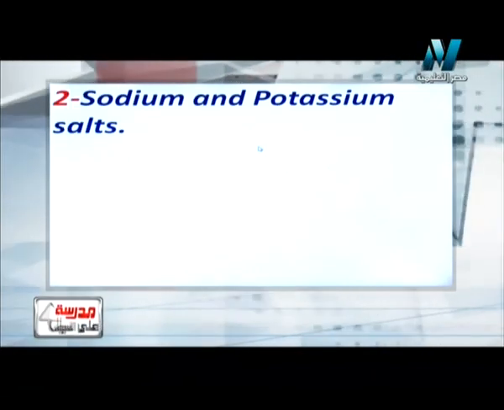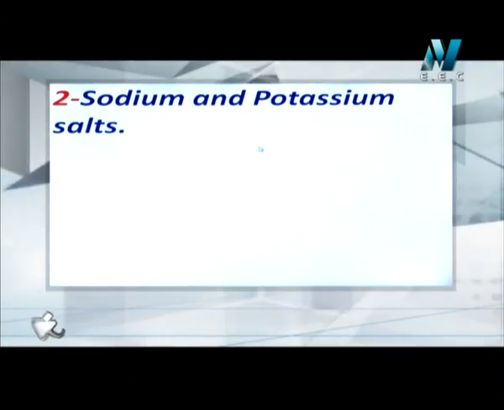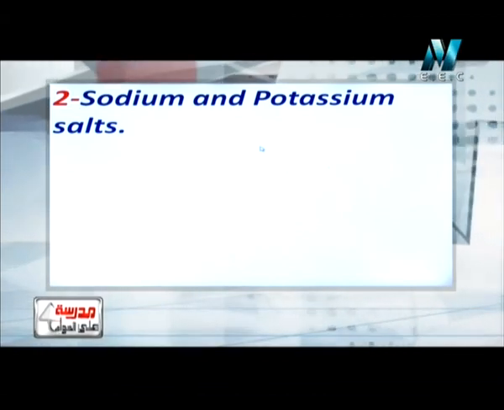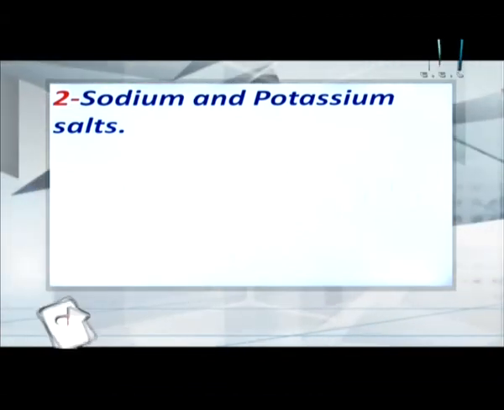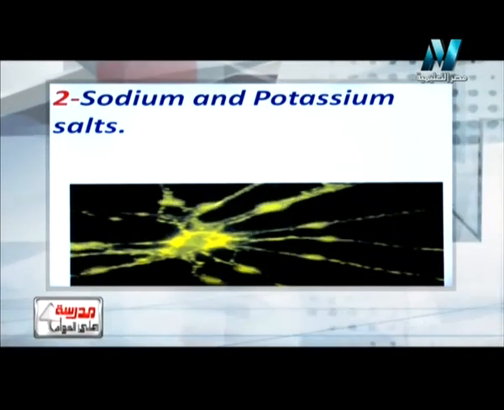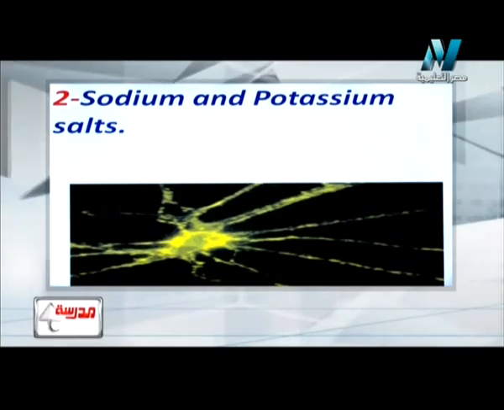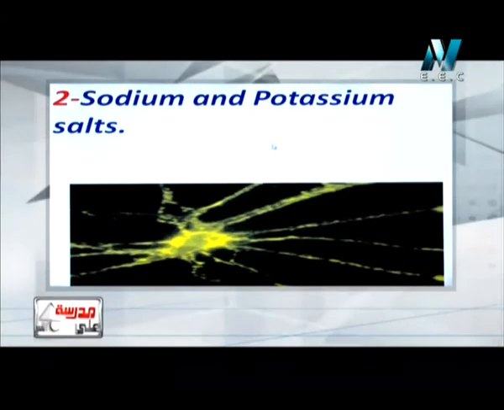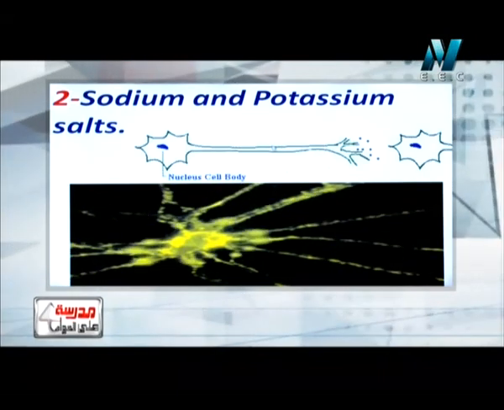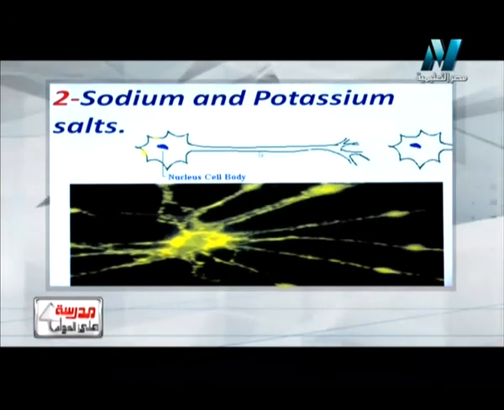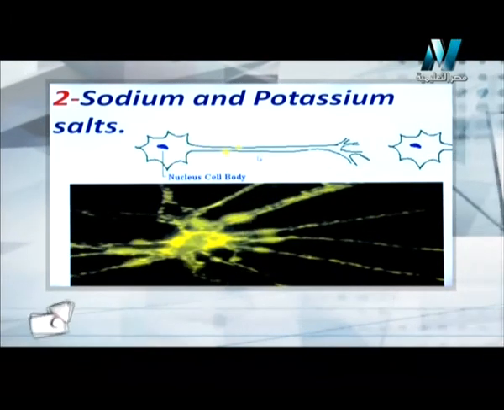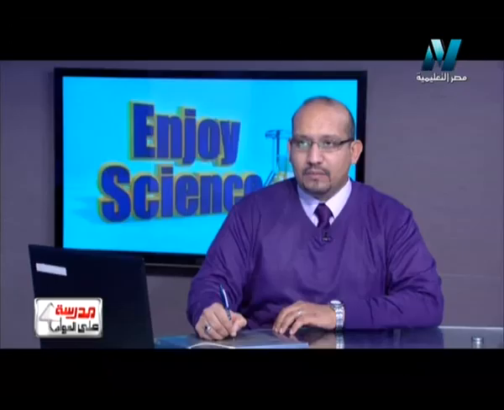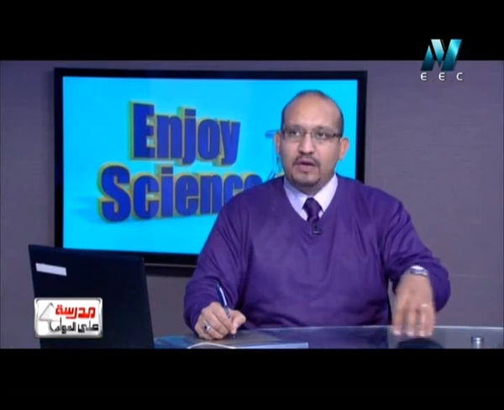At the same time we have here sodium and potassium salts. Sodium and potassium salts help in the transferring of the nerve impulses from the brain to all body parts. So sodium and potassium salts help in the transportation of the nerve impulses. Here we have nerve impulses from one part to another by sodium and potassium salts. We will study this part in secondary biology. So this is how to answer the question: sodium and potassium minerals have a role in the human body? Helps in the transferring of nerve impulses.